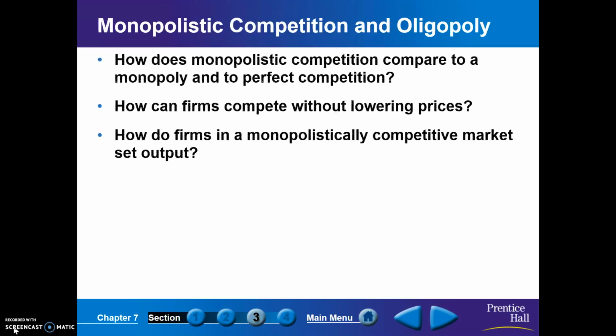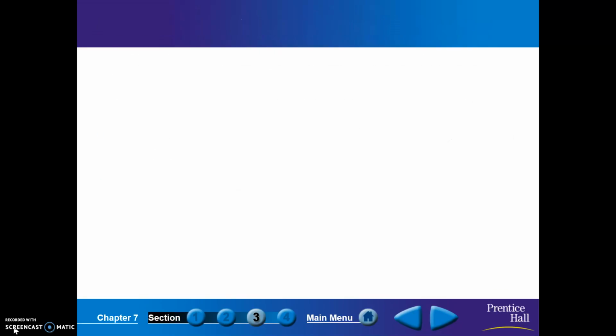I'm going to talk about how, when we compare monopolistic competition, monopoly, and perfect competition, they are similar and how they are different. We're going to talk about how these firms can compete without lowering prices, how firms in monopolistically competitive markets set output, and what an oligopoly is.